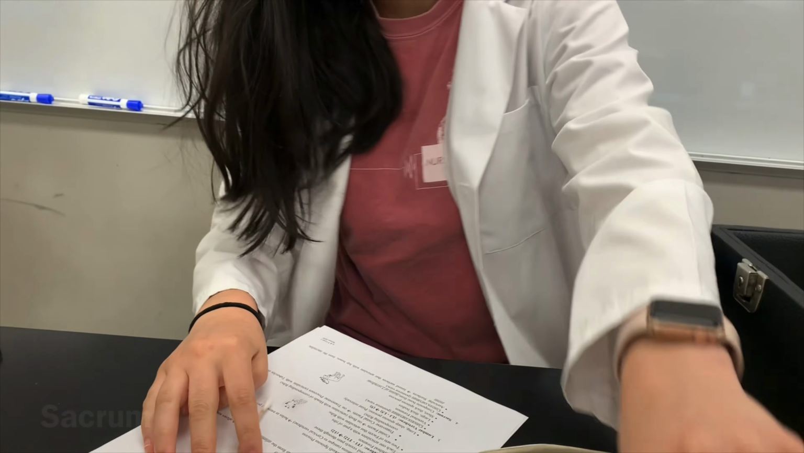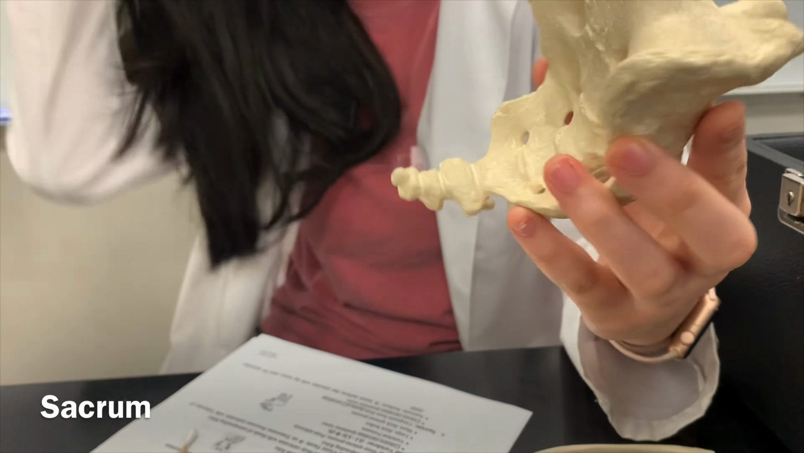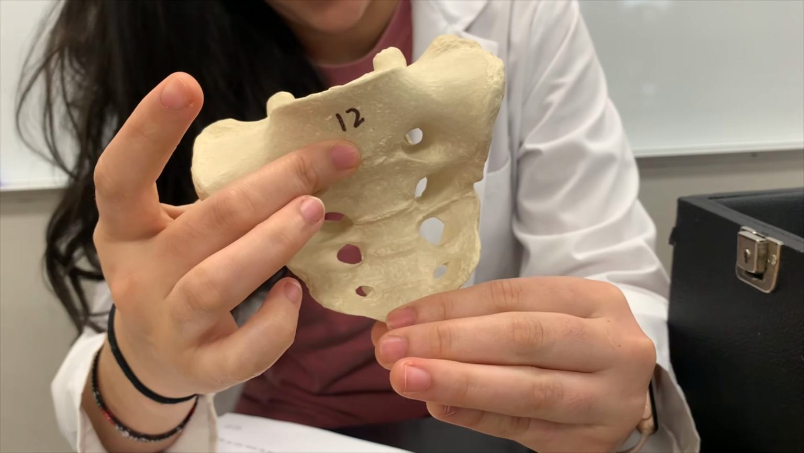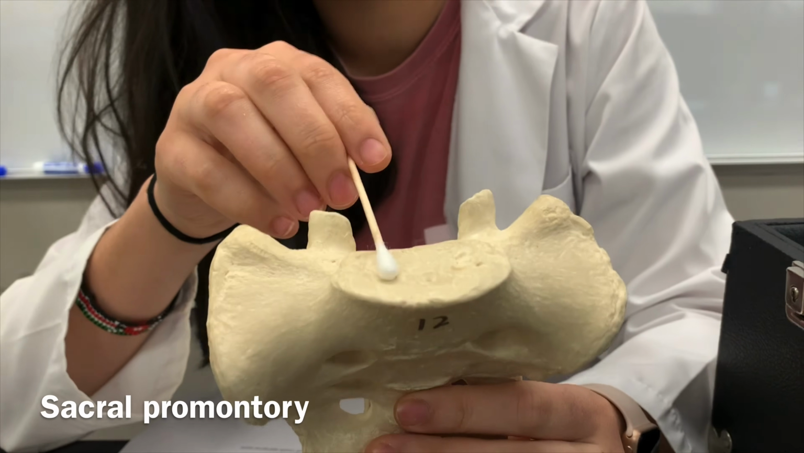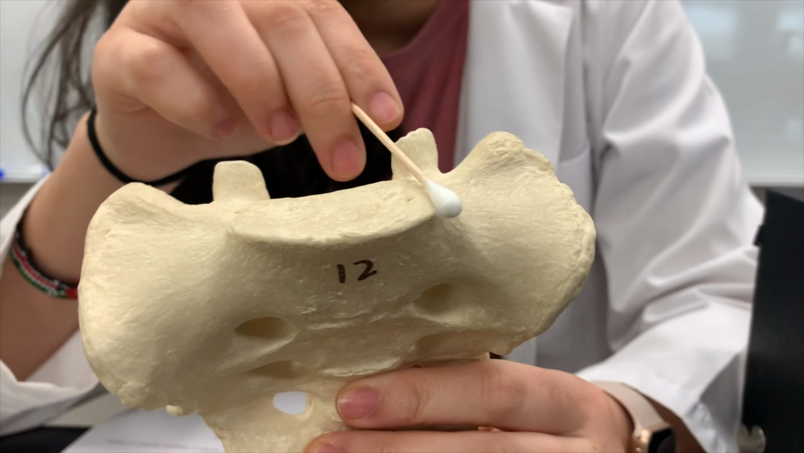Lastly, we have your sacrum, which is this unit right here. It kind of looks like one bone, but it's actually a fusion of 5 vertebrae. So it's made up of 5 vertebrae. A couple features you need to know here is your sacral promontory, which is this upper part right here. This is kind of where it connects with the lumbar vertebrae.